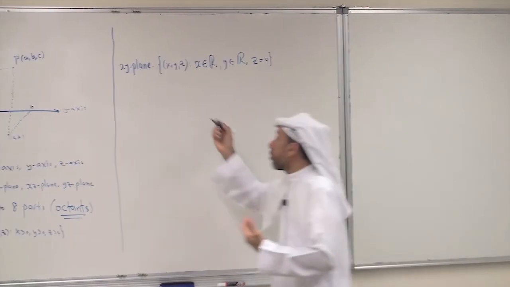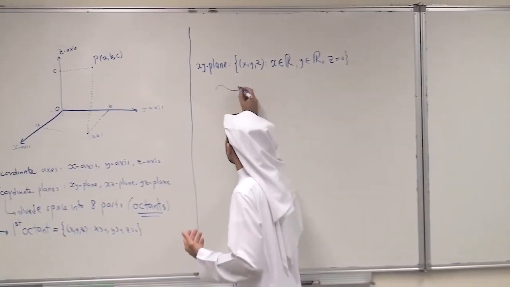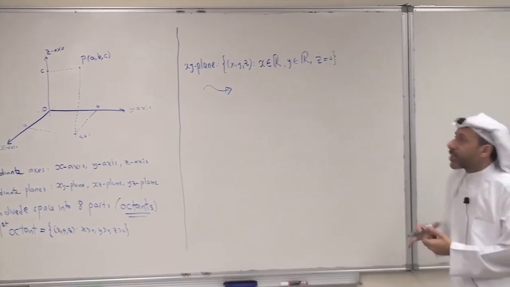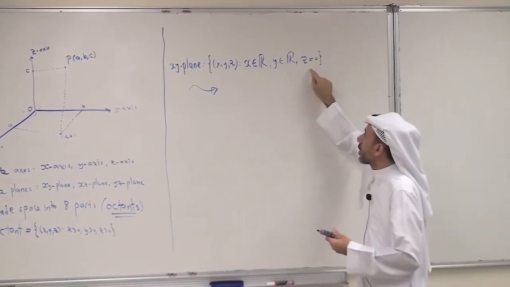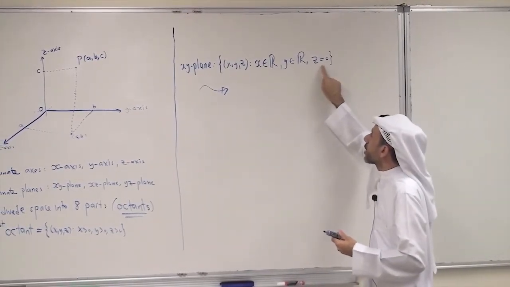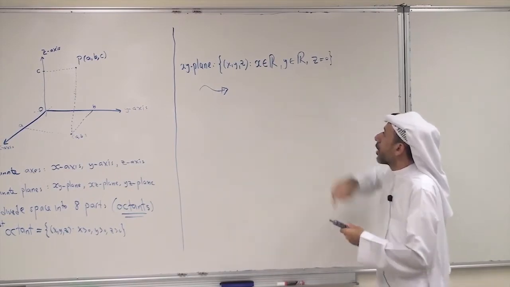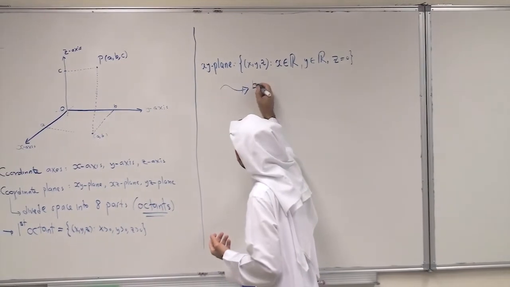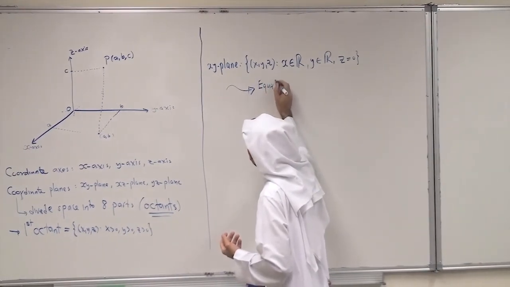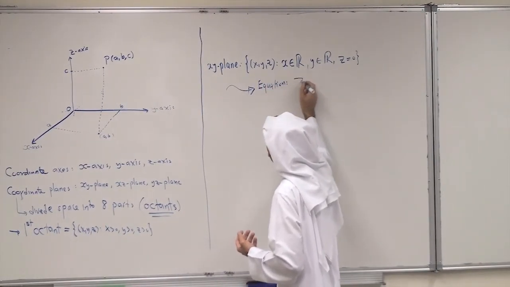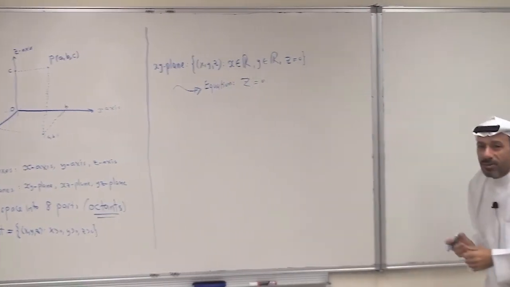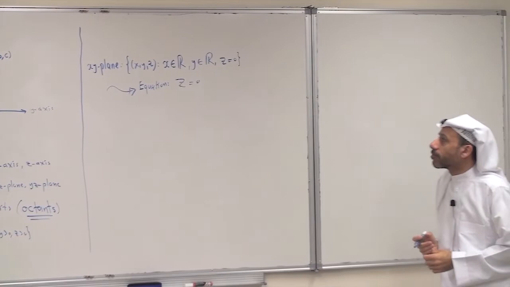For short, since X and Y are unrestricted but Z is restricted, we can just choose the last condition. And the XY plane we can describe by the equation Z equal to zero. A simpler way to describe the XY plane.